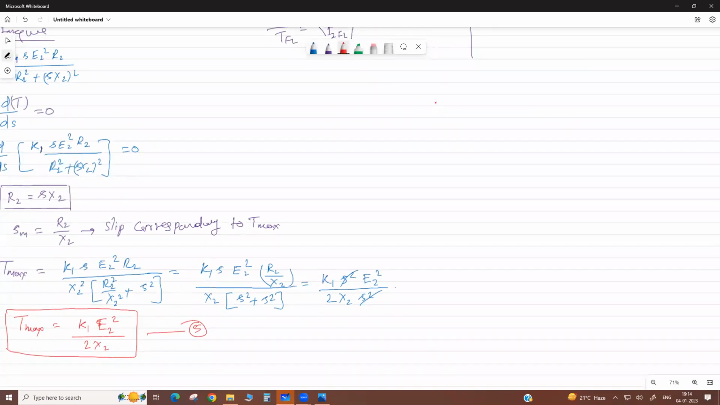Now, if we draw torque versus speed, or sometimes we can draw it with slip also. The torque versus speed or torque versus slip characteristics of a three-phase induction motor. It is very easy.